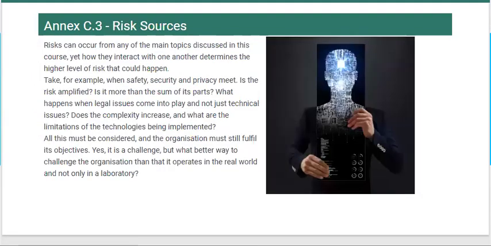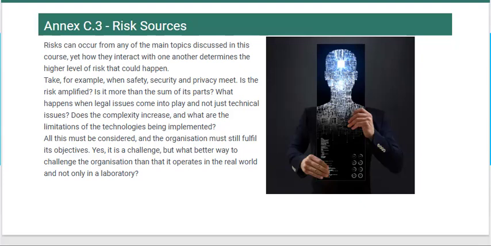Annex C.3 Risk Sources. Risks can occur from any of the main topics discussed in this course, yet how they interact with one another determines the higher level of risk that could happen. Take, for example, when safety, security and privacy meet. Is the risk amplified? Is it more than the sum of its parts? What happens when legal issues come into play and not just technical issues? Does the complexity increase, and what are the limitations of the technologies being implemented?